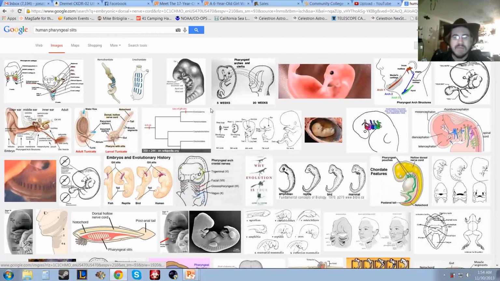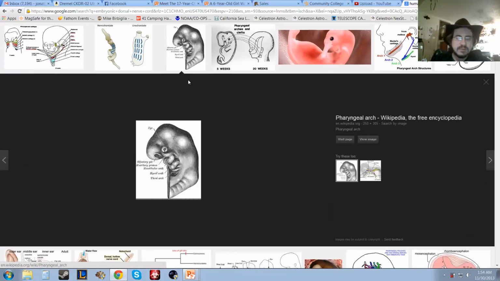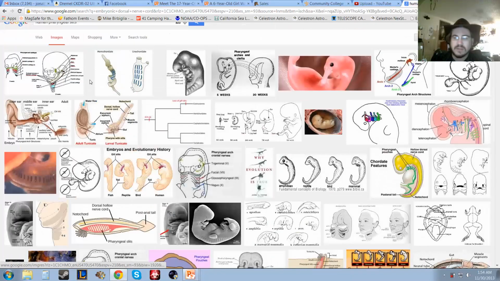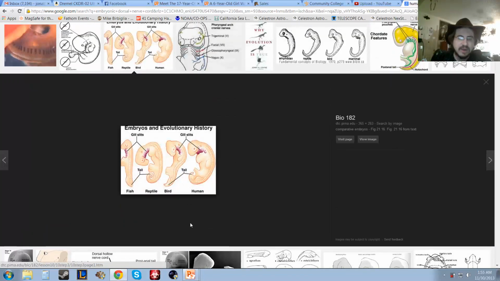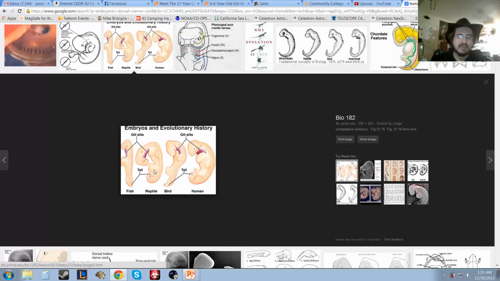Let's see if we can find our pharyngeal gill slits. There's a really old picture. There's a nice artistry of it. So this is a fish, which is a chordate. Here's a reptile, which is a chordate. Here's a bird, and here's a human. And these are the pharyngeal gill slits in all of them.